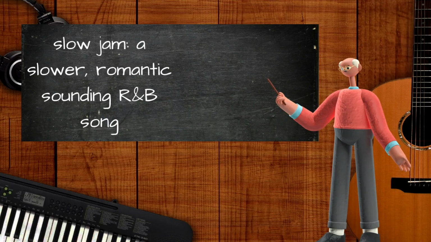Slow jam. Then we have a slow jam, which is a slower, romantic sounding R&B song. So you can think of artists like Usher or Casey and JoJo. You can look them up if you don't know. But they make a lot of slow jams. So slow, kind of mushy songs.